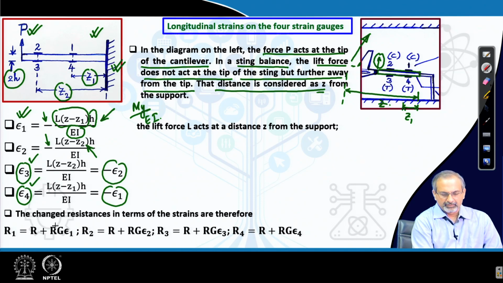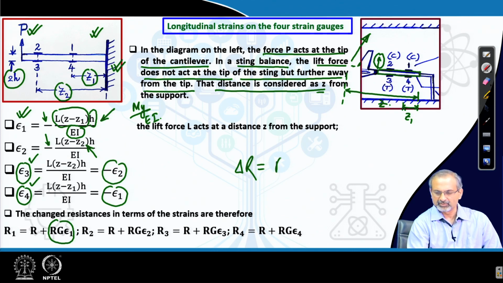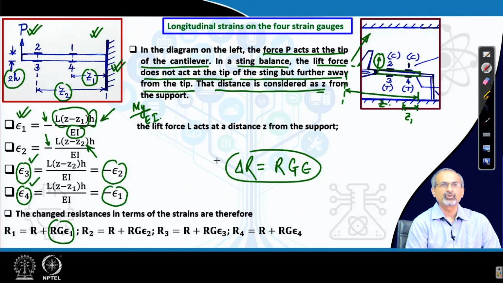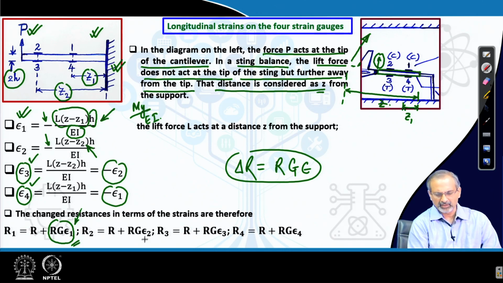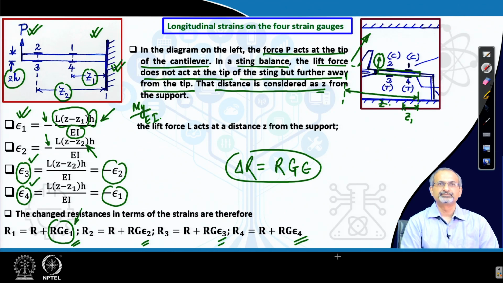Now, based on the relation that we learnt a few minutes back, that delta R is equal to R G epsilon, we can find out the changed value of the resistance based on the strain at that location. Likewise, R 1, R 2, R 3, R 4 are worked out here.